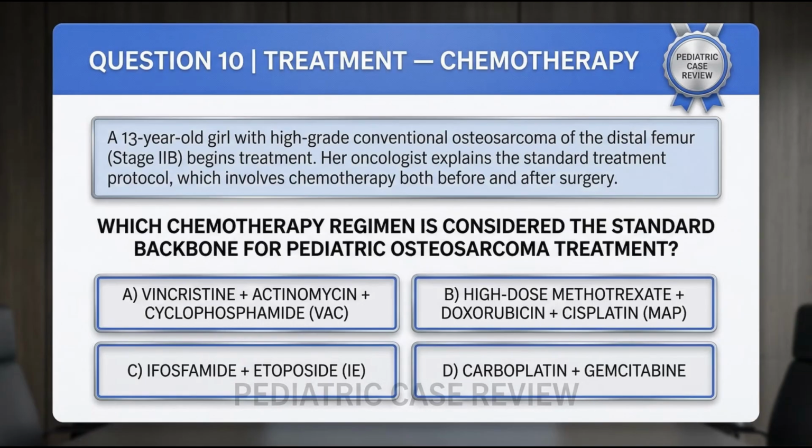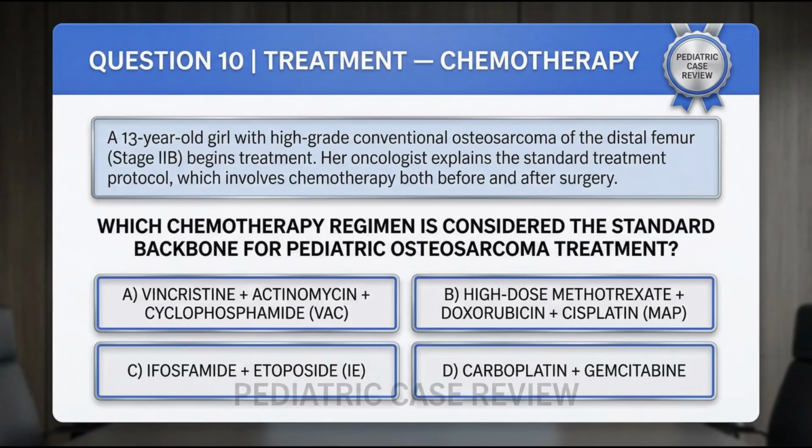Question 10. Treatment, chemotherapy. A 13-year-old girl with high-grade conventional osteosarcoma of the distal femur, stage 2B, begins treatment. Her oncologist explains the standard treatment protocol, which involves chemotherapy both before and after surgery. Which chemotherapy regimen is considered the standard backbone for pediatric osteosarcoma treatment?